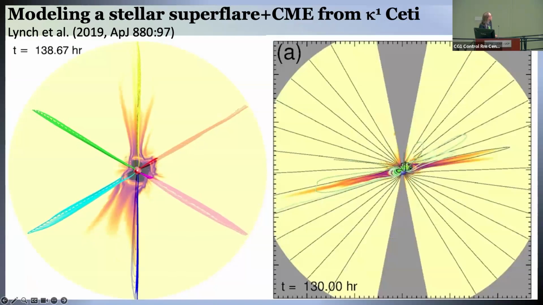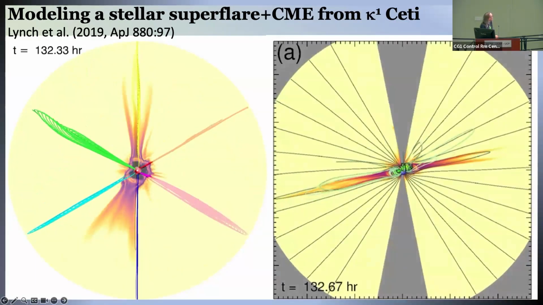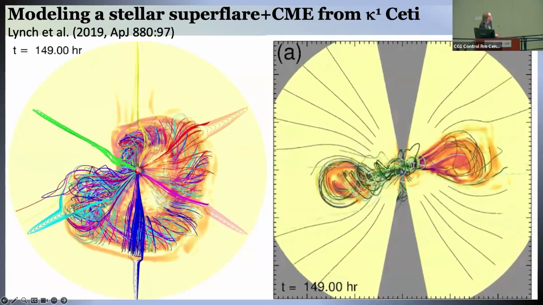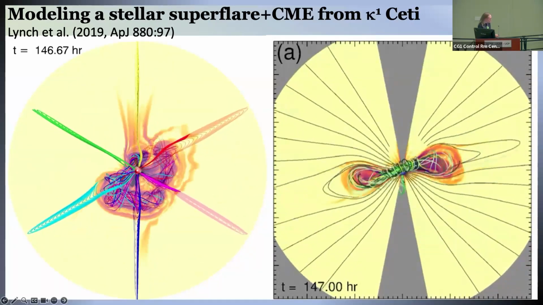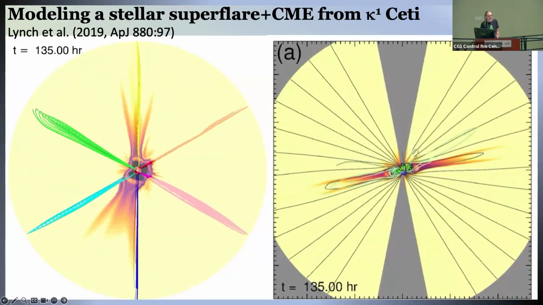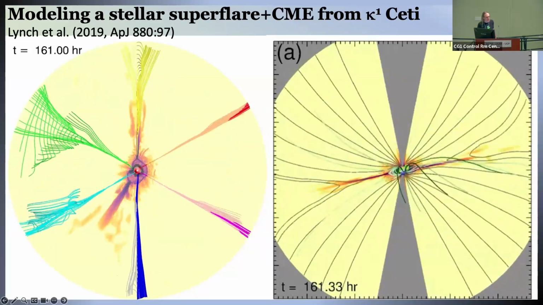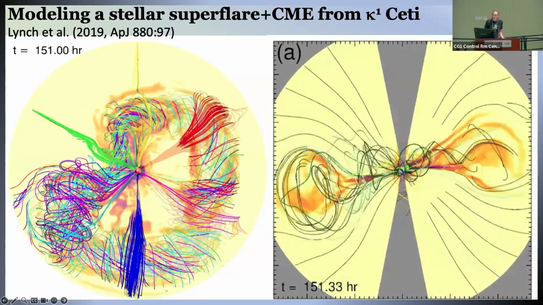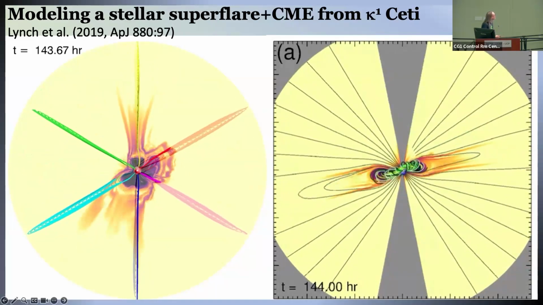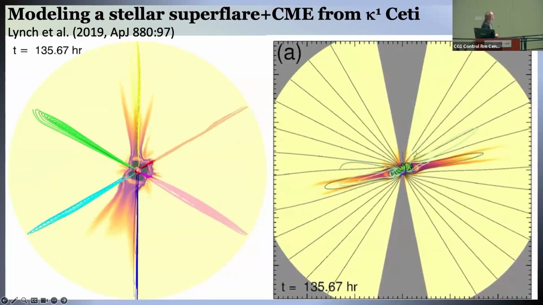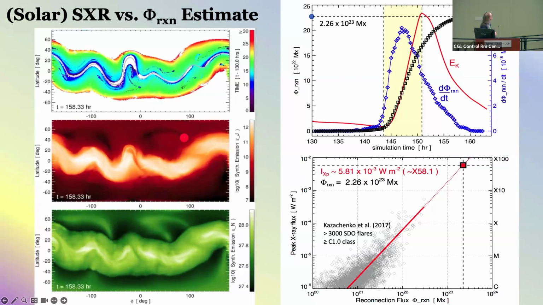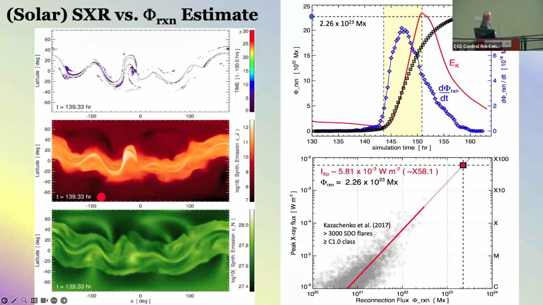Okay, so you could do the whole thing again with the entire streamer belt, which we did a couple years ago. We said, if you took all of the closed flux on the sun and energized it all, and then erupted it all, how big of a CME is that? You might say this was a kind of fun exercise, and I can calculate my reconnection flux. Here's the entire streamer belt all the way around the sun.